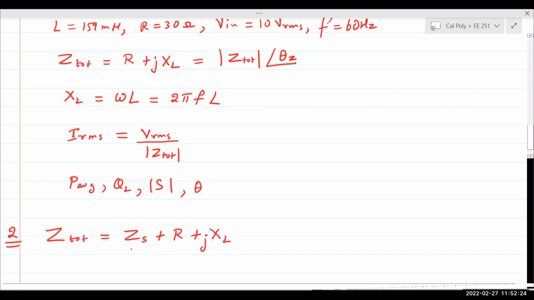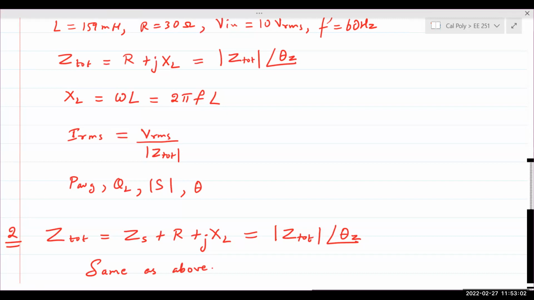Now ZS, again, is just given to us as 50 ohms. So in this expression, you just plug in the values and add up all the real components and add up all the imaginary components. And then again, you would find magnitude of Z total and the phase angle. It will be different from the one earlier because now ZS does have a value. In the earlier one, ZS was equal to 0. You apply the same equations as above, and you solve using the same equations. You now have a different power factor when you take the source impedance into account.